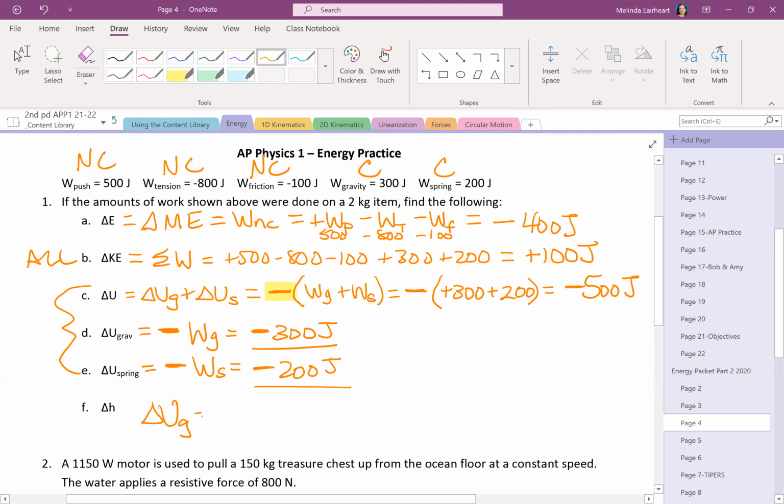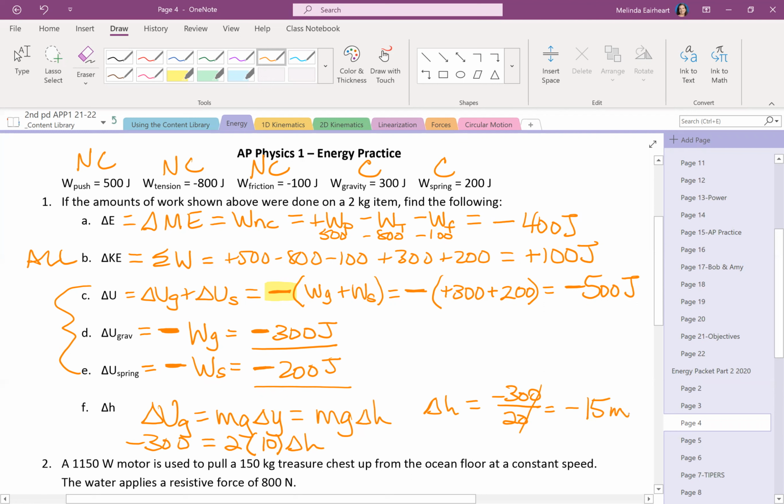Gravitational potential energy equals mg delta y, or you could say mg delta h. Same difference there. And so the change in gravitational energy was our negative 300, which equals the mass, which was 2, times gravity, which is 10. And we're looking for that height change. So the change in height would be negative 300 divided by 20, or negative 30 divided by 2, which is negative 15.